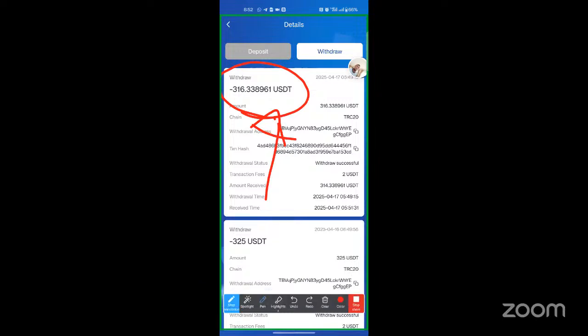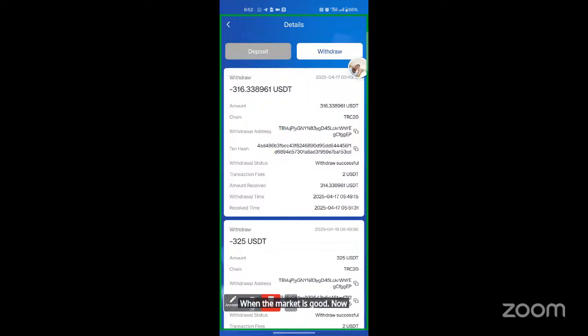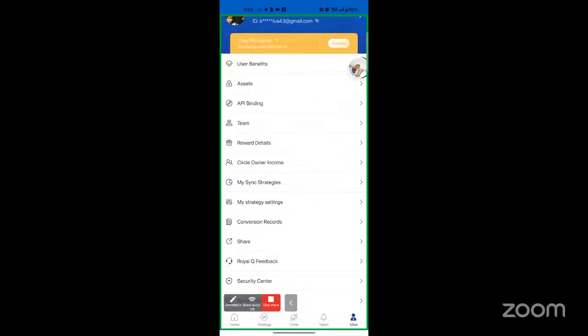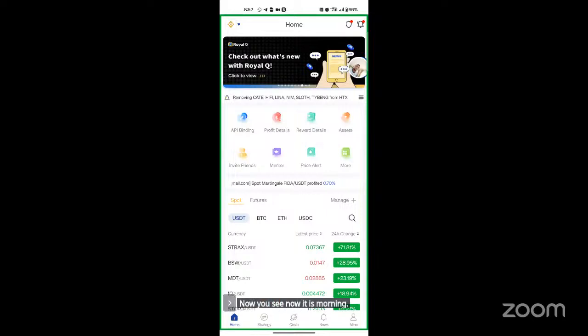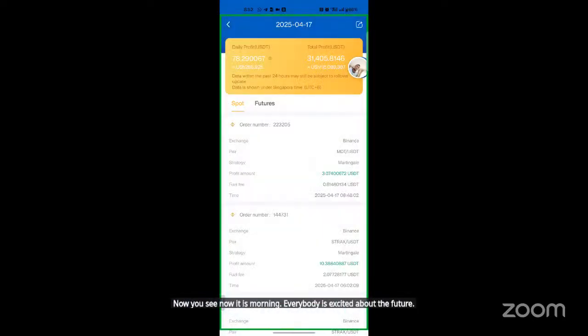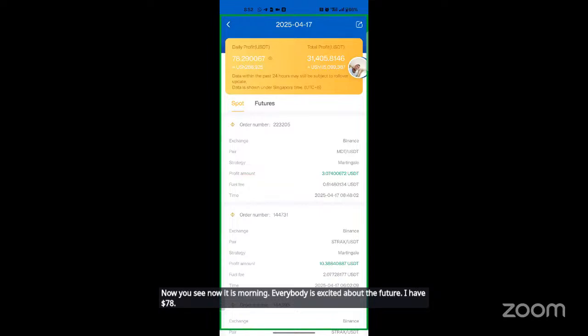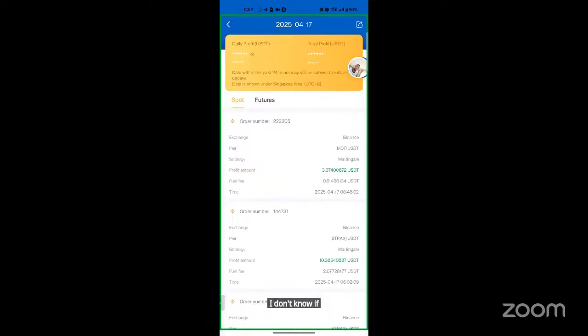And most of you in this world are very lazy to understand these few basics: that what you are looking for needs some sacrifice. Some of you oversleep. You have $100. Why do you sleep 8 hours a night when the market is good? Now you see, now it is morning. Everybody is excited about the future. I have $78. I don't know if that makes sense. Does that make sense?